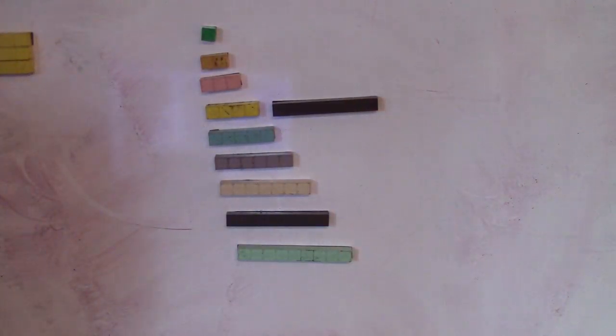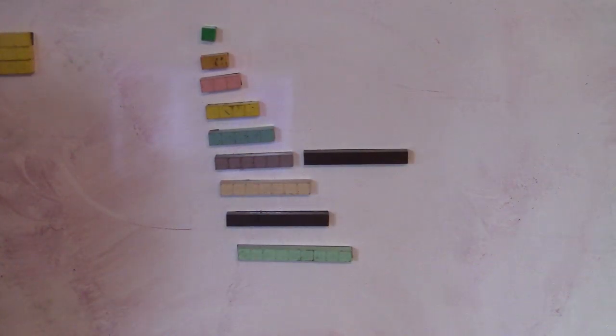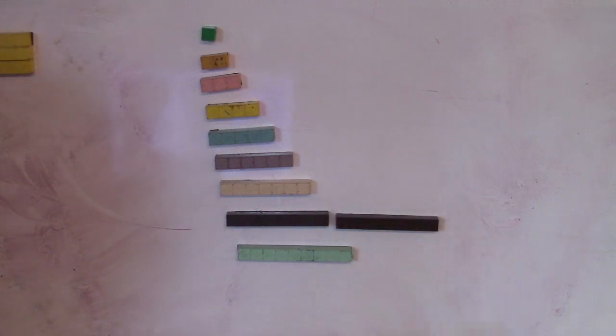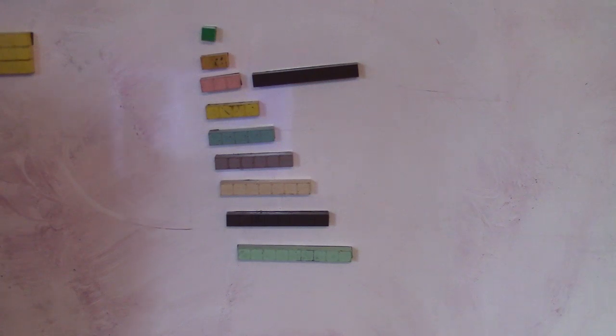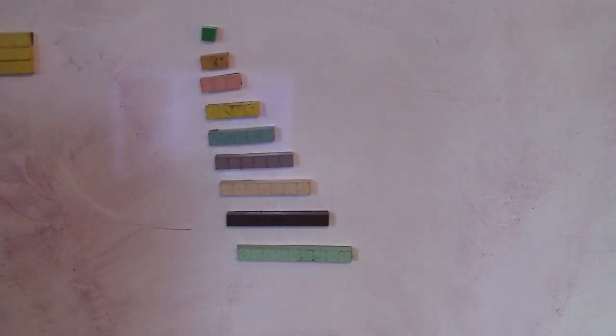All right, what's that? 8 and 4. 12. Got it. How about that? 8 and 6. 14. How about... Well, that's easy. What's that one? 8 and 8. 16. How about 8 and 3? Or 3 and 8? 11. Bam. See? Like I said, you have come very far in a rather short period of time.